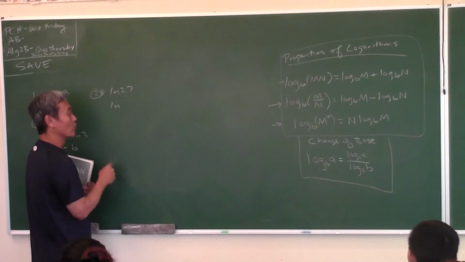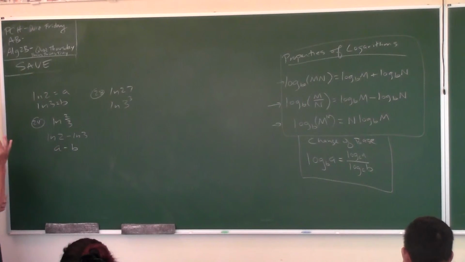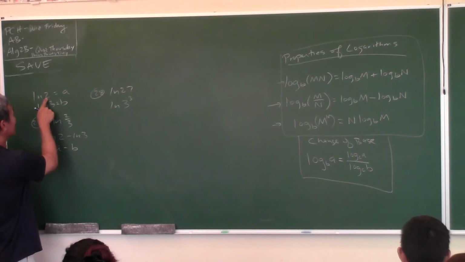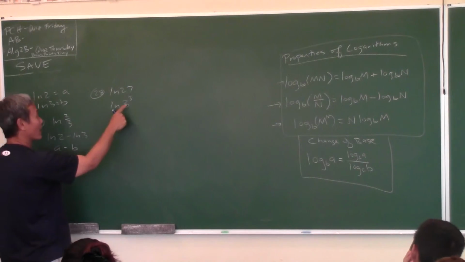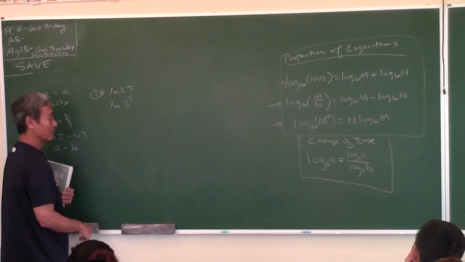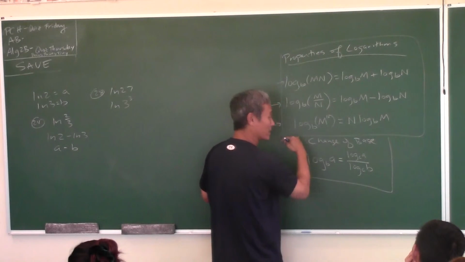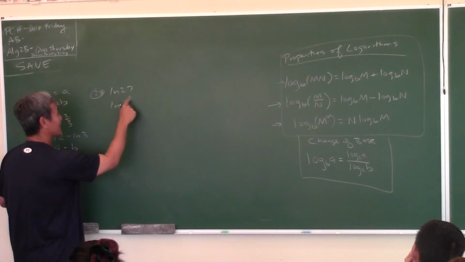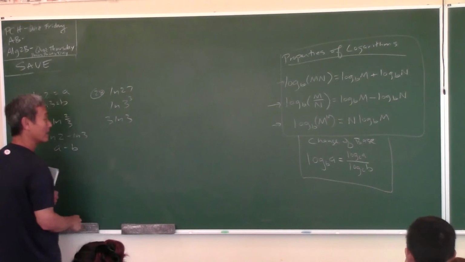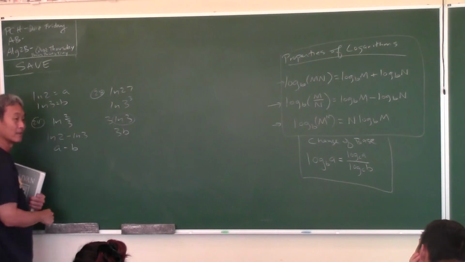Now, to do this one, you want to change 27 to 3 to the 3rd power. Why? There's two reasons. What are the two reasons? Well, first of all, they only tell you what natural log 2 and natural log 3 are. So you want to get either 2 and 3 here. And then, why do I want to have it as a power? Because what does the 3rd property say? If you have a number to the power, you can just take the power and put it in the front. So, if I take this power and put it in the front, what are you going to get? 3 natural log 3. But natural log 3 is B, so the answer is just 3B.